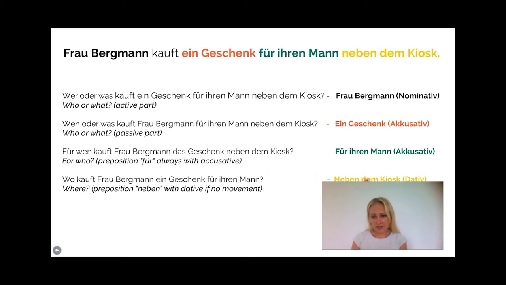Also, you recognize it because the article is dem. The article dem just exists in the dative case. It's never in the accusative or in the nominative case. Neither is it in the genitive case, the one that we are going to learn in the A2 level. Okay, so as you see, we have a nominative object here, we have an accusative object, we have another accusative object because of the preposition für, and we have a dative object because of the preposition neben, but without asking where to, but just where.